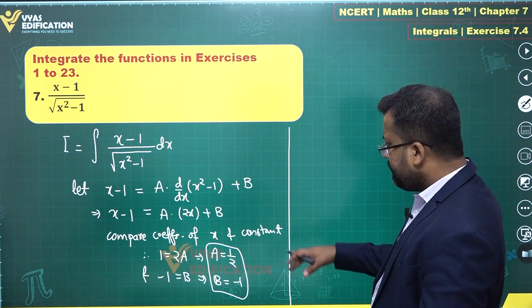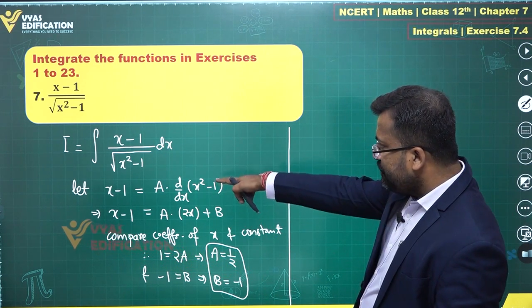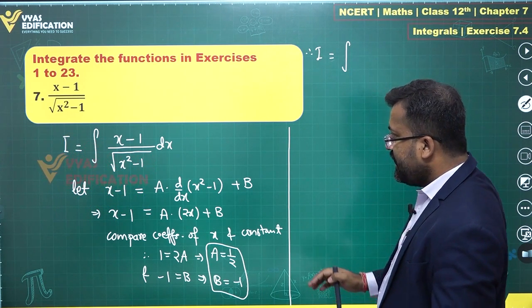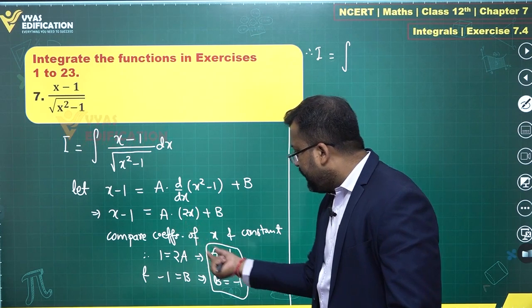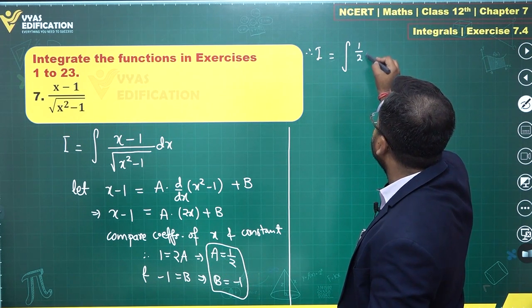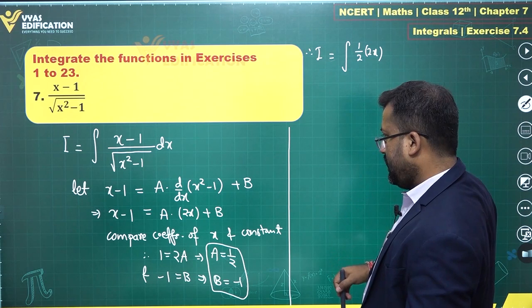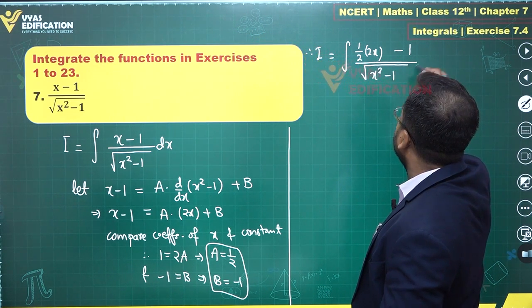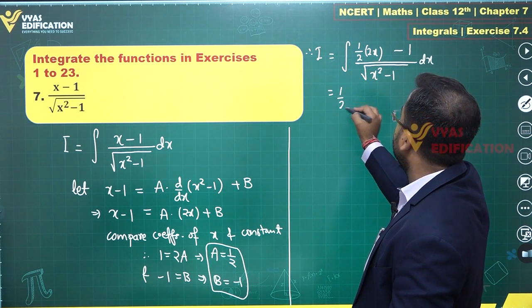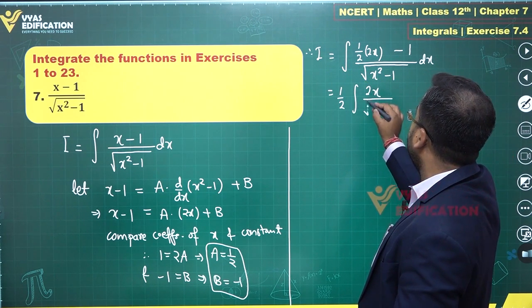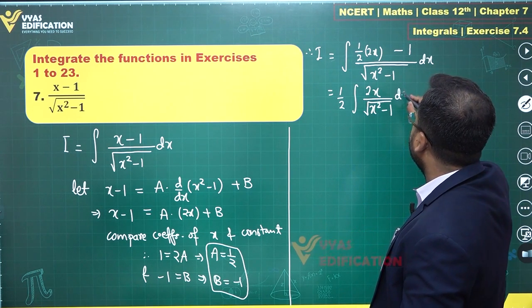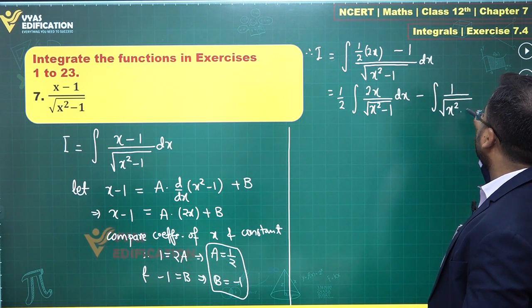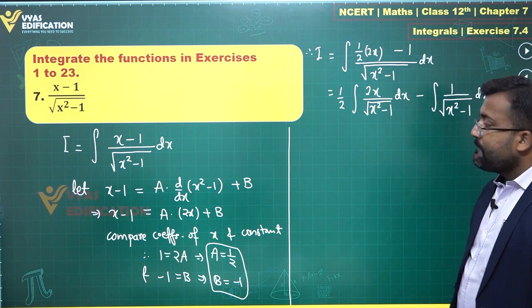The next step is that we can substitute these values over here. Therefore, I is equal to integral of x minus 1, which has been written as a times 2x, a is half, so half times 2x, plus b, which is minus 1, upon under root of x square minus 1 dx. These will be written separately: 1 by 2 integral 2x upon under root of x square minus 1 dx, minus integral of 1 upon under root of x square minus 1 dx.